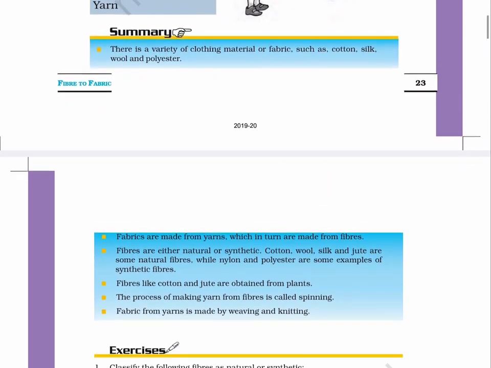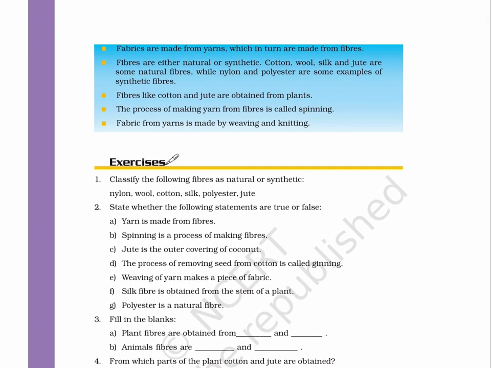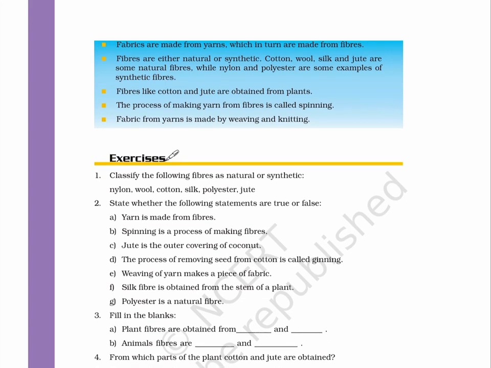Fabrics are made from yarns, which in turn are made from fibers. Fibers are either natural or synthetic. Cotton, wool, silk and jute are some natural fibers, while nylon and polyester are some examples of synthetic fibers. Fibers like cotton and jute are obtained from plants. The process of making yarn from fibers is called spinning. Fabric from yarns is made by weaving and knitting.